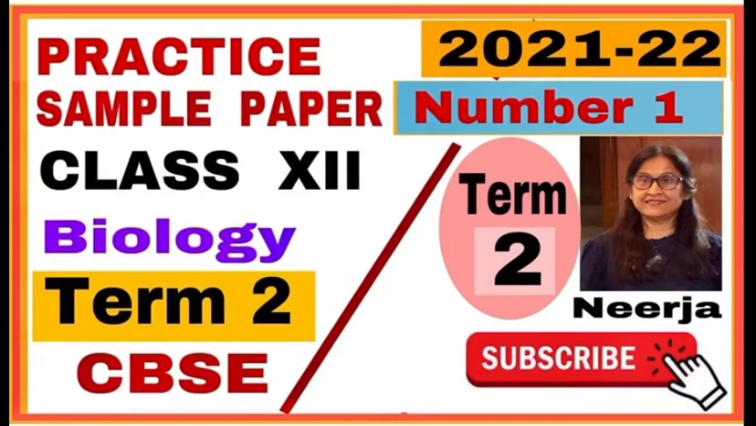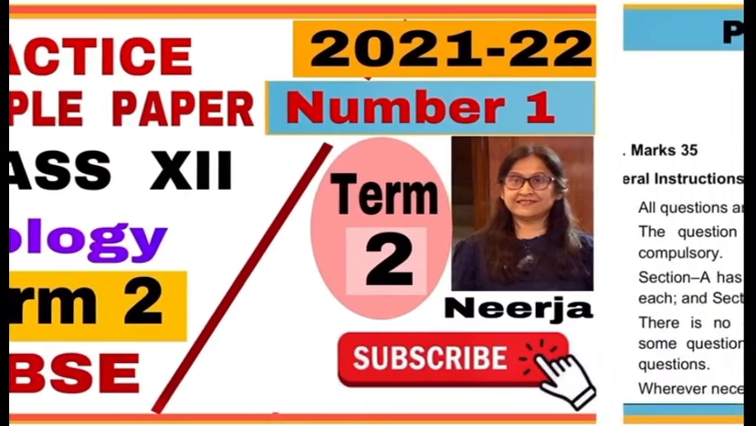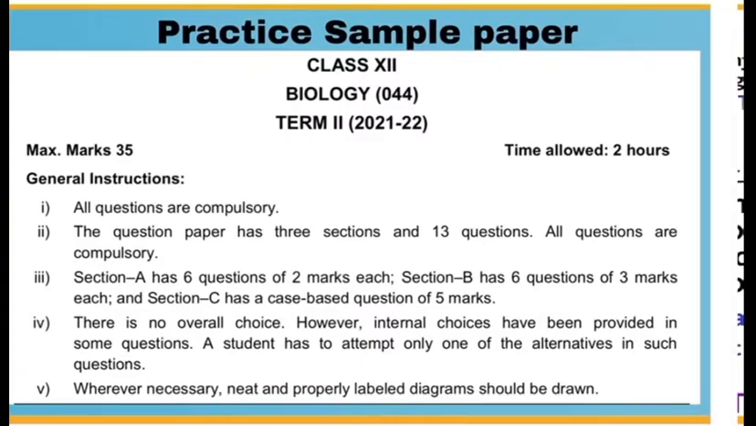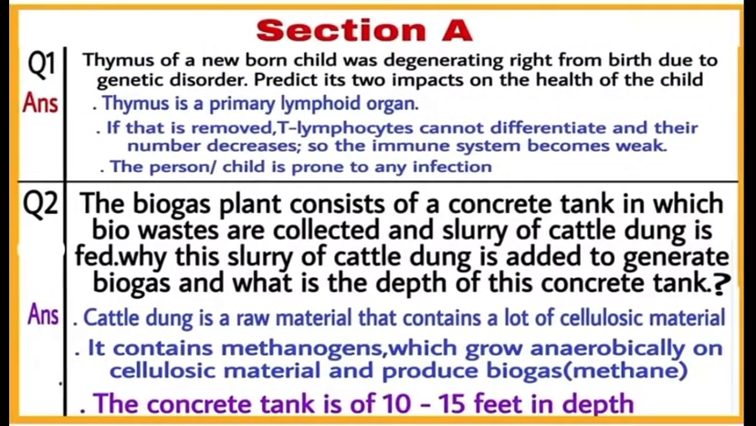Hello students, here we will discuss practice sample paper number 1 for term 2 exam as per CBSE board pattern. First, read the instructions. There are 3 sections in the paper: A, B and C. Start with section A. This section has 6 questions, each carrying 2 marks.